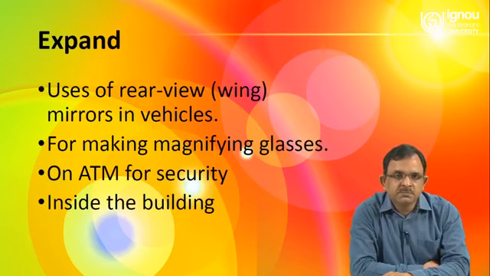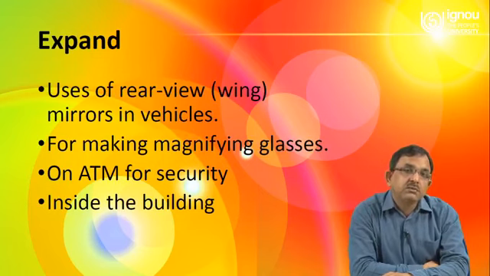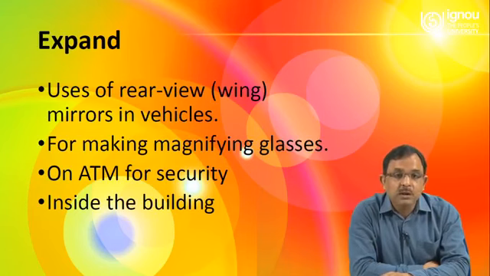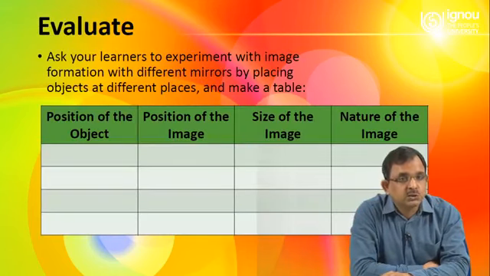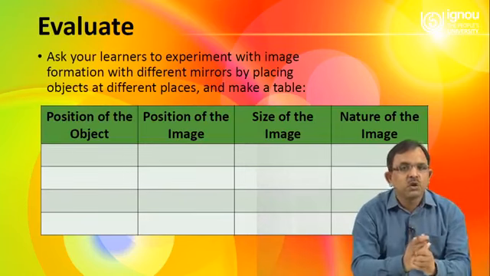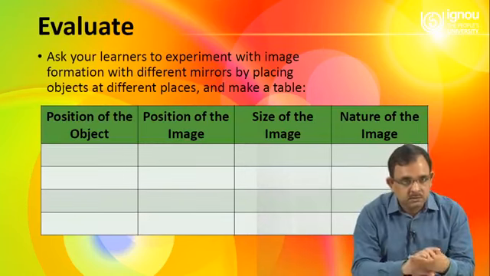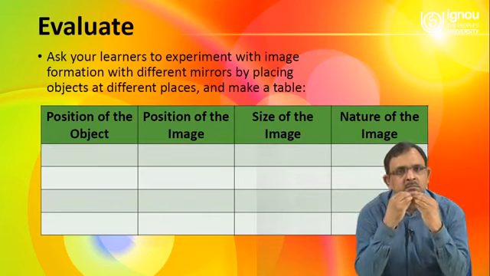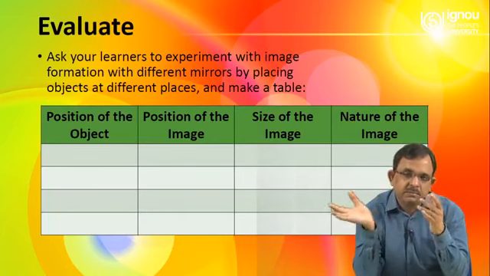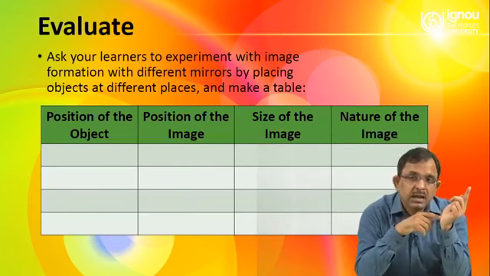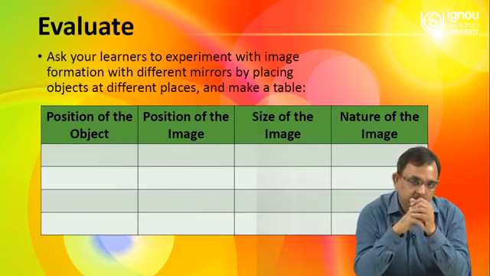Let them visit, let them try to identify the characteristics of these mirrors, and let them correlate it with the properties of image formation which you have explained in the classroom. How can you evaluate whether learners have learned how an image is formed in mirrors? My suggestion would be, give them different types of mirrors, let them place the object at different places, and let them find out where the image is formed and whether the image is erect or inverted.